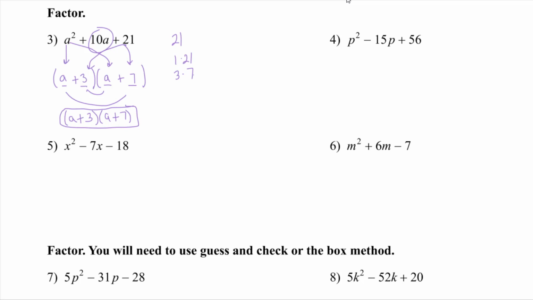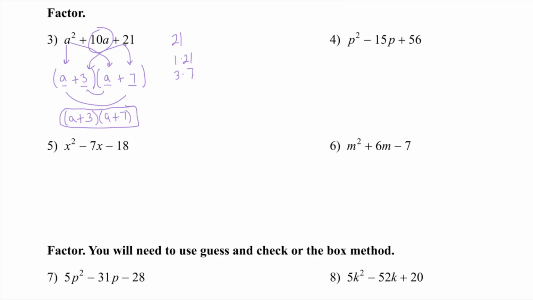The 7 could go first and the 3 could go second because multiplication can happen in either order. But that's the idea. We're trying to split up 21 here and here, and we're trying to split up a squared here and here. We want to do it in such a way that the outer and the inner terms end up adding together to get the middle up here. So let's try that on some other problems here.